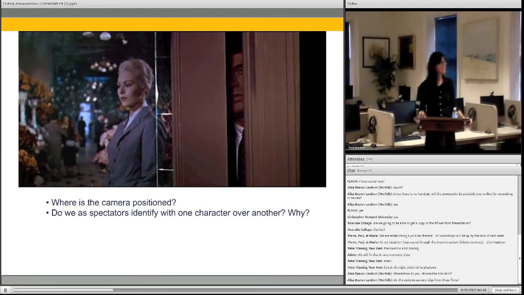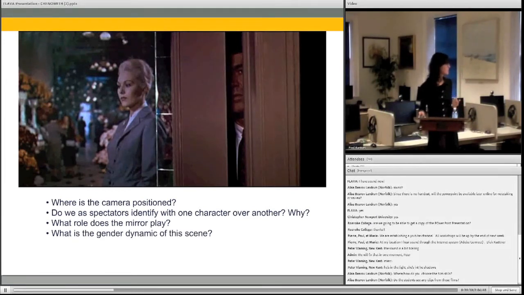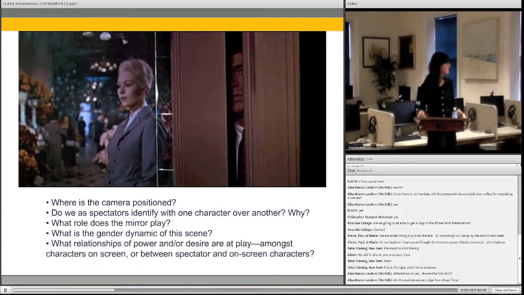Do we as spectators identify with one character over another because of this position? What role does the mirror play? Really basic stuff, but just sort of looking at the image and trying to understand what it's doing. What's the gender dynamic of this scene? I think a pretty good question given that we have a woman, a man, right? And the play of gazes. Which brings us to, right, what relationships of power or desire are at play here, both between these characters and then all of a sudden us as viewers. Right, so this kind of reading is taking you much more in a film studies direction.